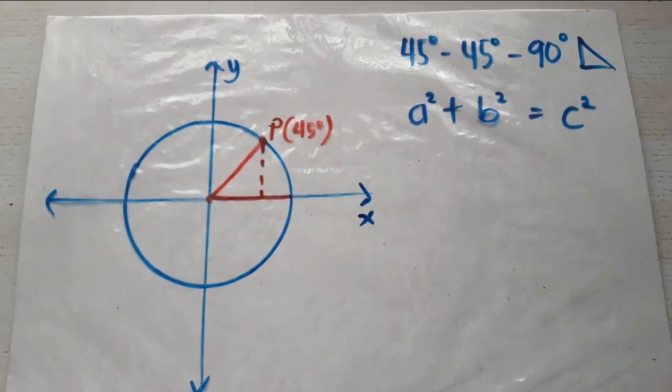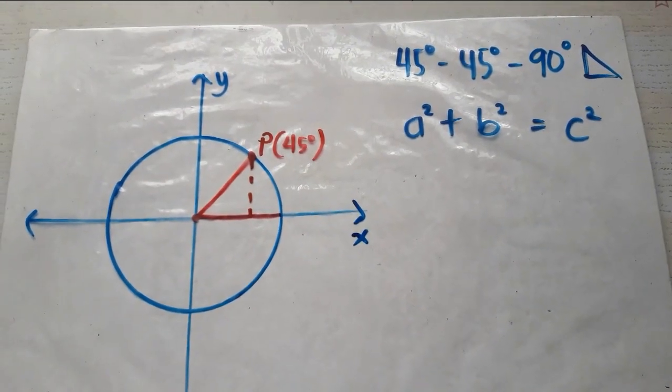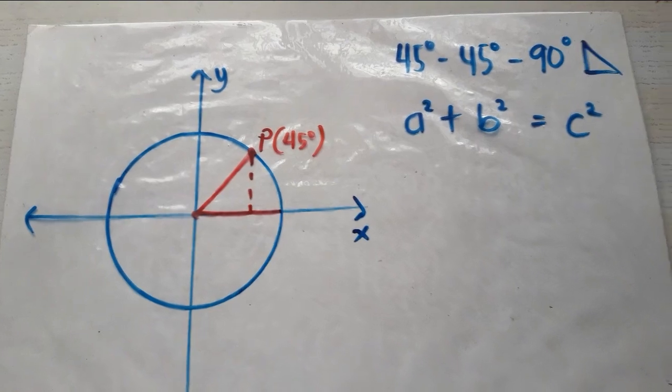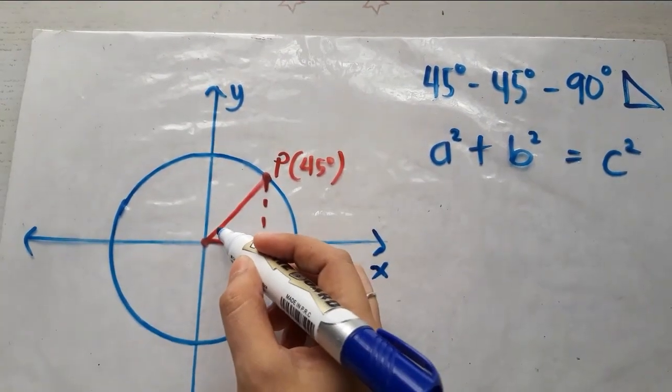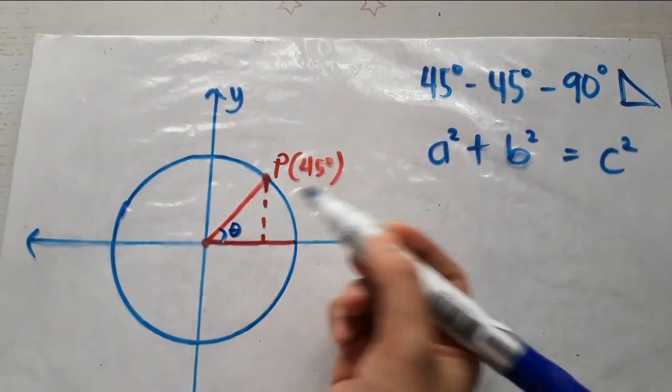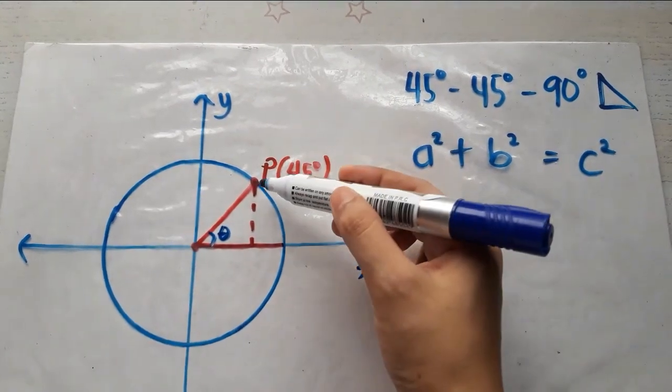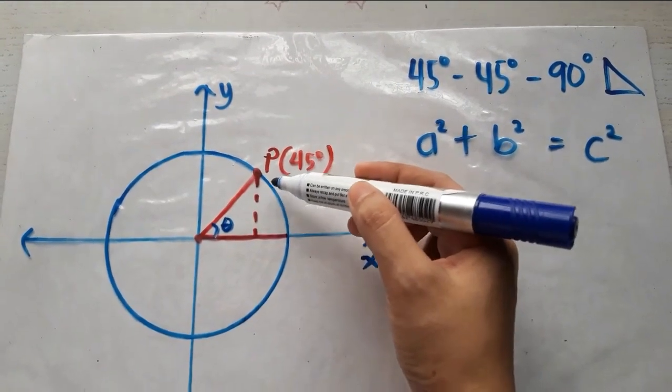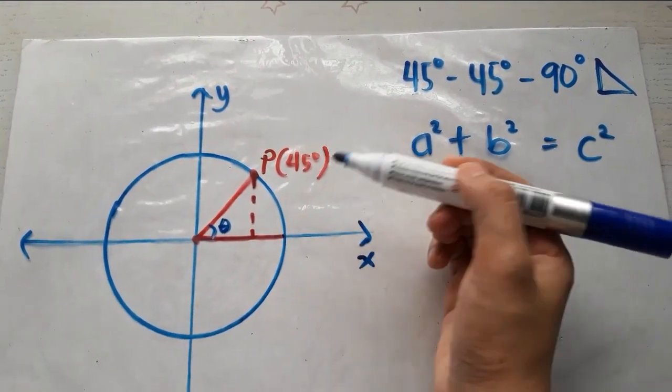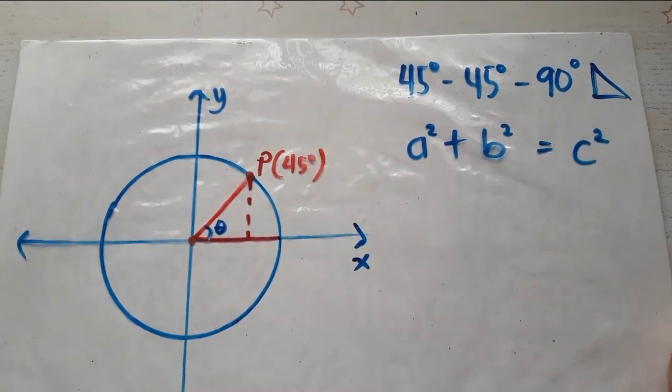Alright, so this time let's discuss the 45, 45, 90 right triangle. We have the illustration here. Say this is theta, which is equal to 45 degrees. So we're going to look for the coordinates of P of 45 degrees or P of pi over 4.